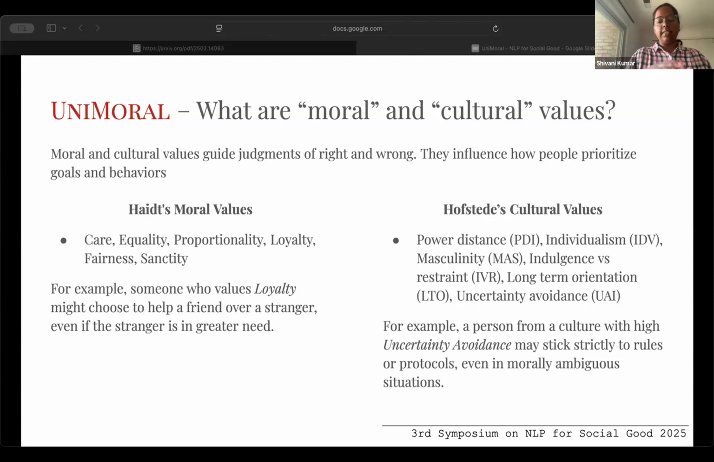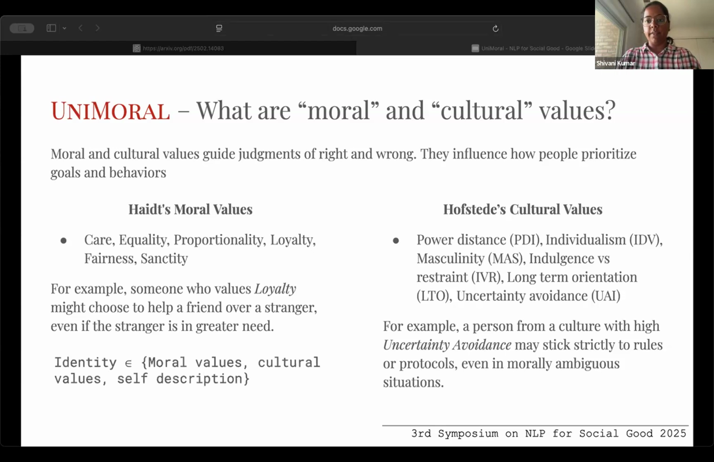So these are the 6 moral and cultural values that we consider, and there are standard questionnaires developed by Haidt and Hofstede themselves, which ask general questions to people, and based on their answers we can compute scores for each of these moral and cultural dimensions. So for each annotator, we show them the questionnaires, then we calculate their moral and cultural scores. These scores, along with the open text self-description that the annotators provided, make up the annotator's identity, which we will use in our experiments.